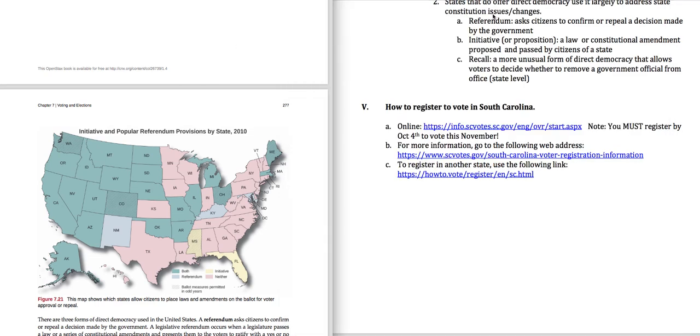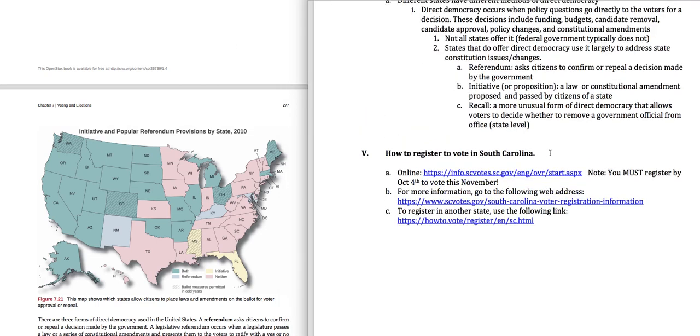I'm never going to tell you who to vote for. But I really think you should vote. Here's your information on how to do that. This is wrapping up Chapter 7, Voting and Elections. I hope you've enjoyed the dual screen thing here. Have a great day and enjoy democracy.